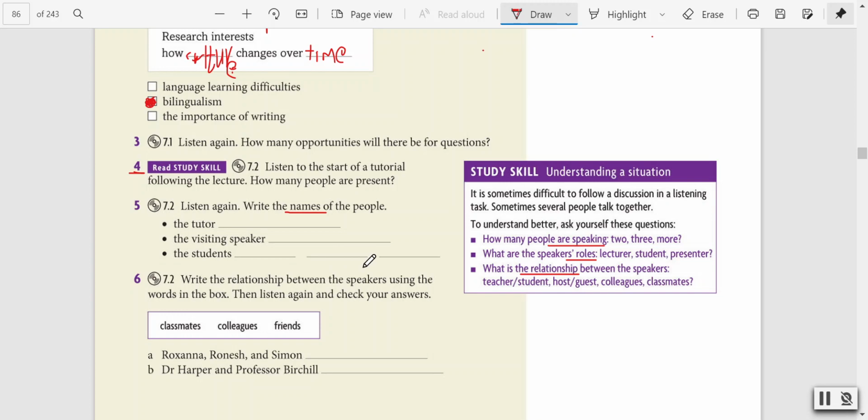Okay, practice on your listening for names.